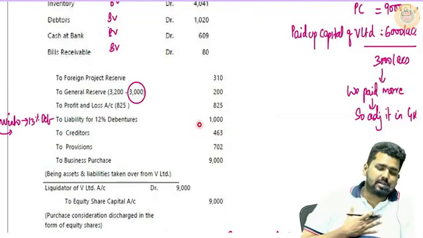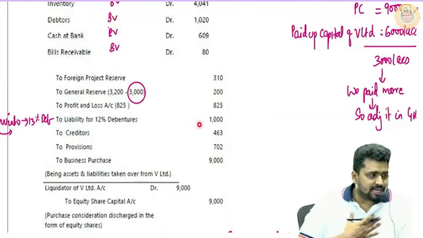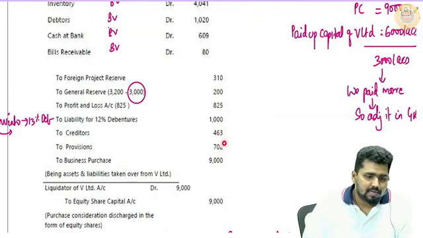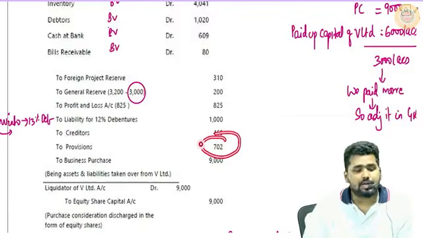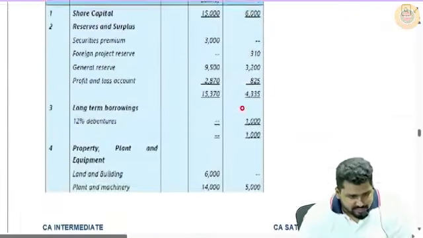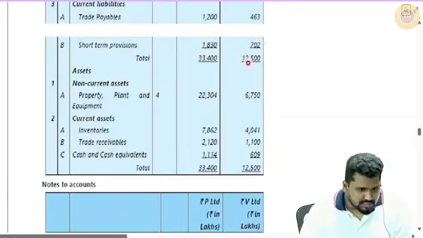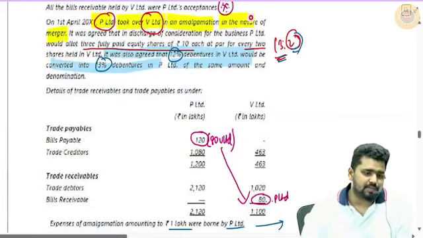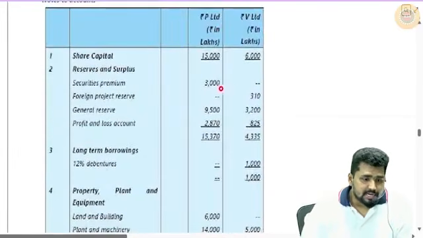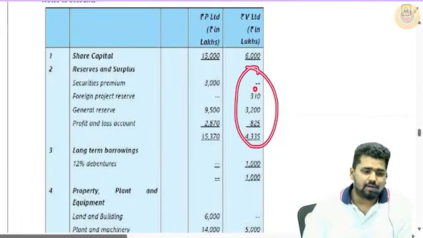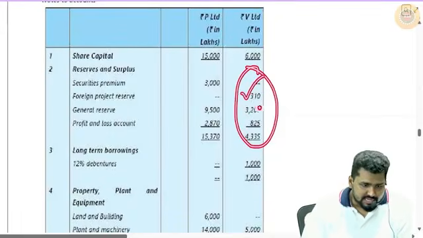Why, sir, book value? Because it is amalgamation in the nature of merger. Clear? Clear? Including provisions you are taking. Provisions also I have seen in this. Okay, provisions, see 702. Clear? Provisions also you are taking. Along with that, reserves also we have to take. Okay, foreign project reserve, general reserve, P&L.